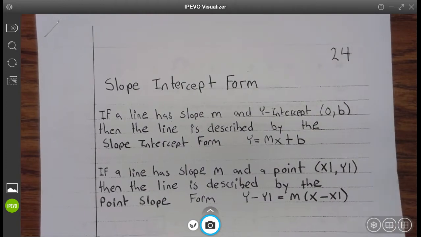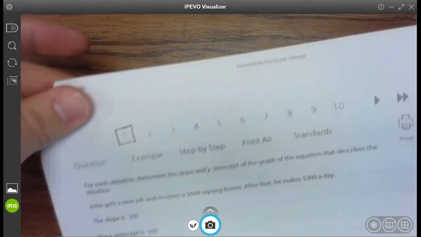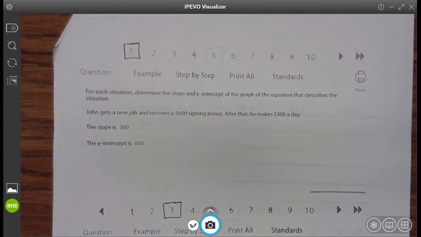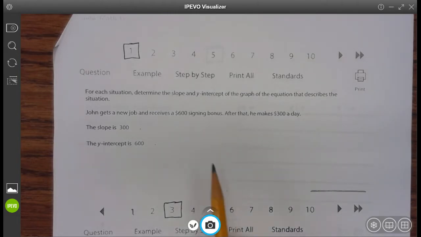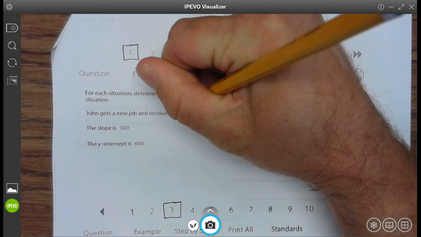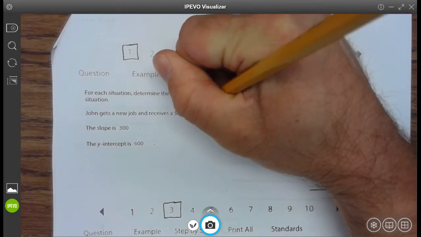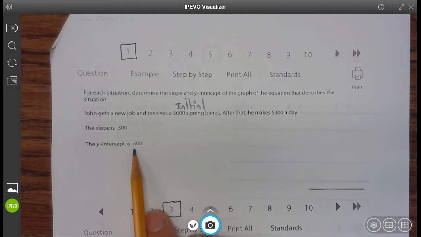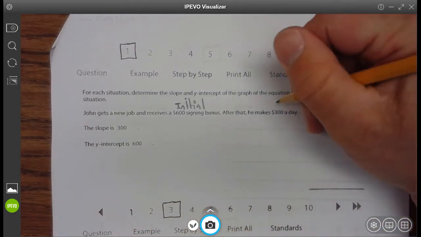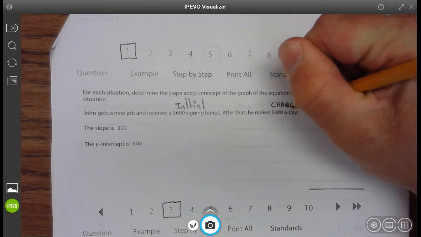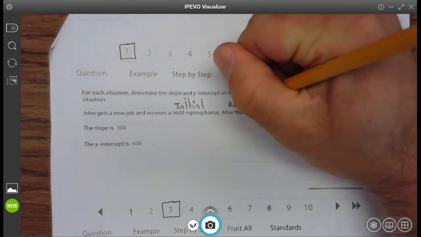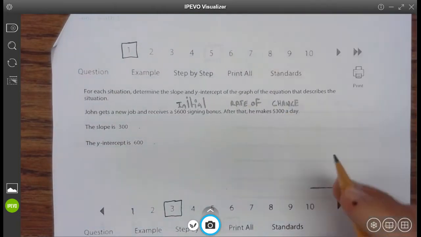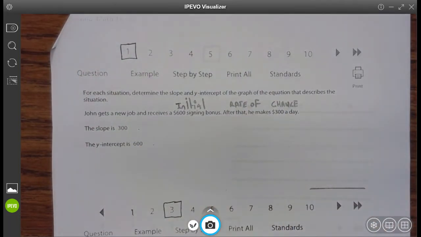All right, let's look at the first example. Example 1. For each situation, determine the slope and y-intercept of the graph of the equation that describes the situation. John gets a new job and receives a $600 signing bonus. After that, he makes $300 a day. The initial amount, the signing bonus, is your y-intercept. And the slope is the rate of change. So the rate of change is $300 a day, so there's your slope, 300, okay?